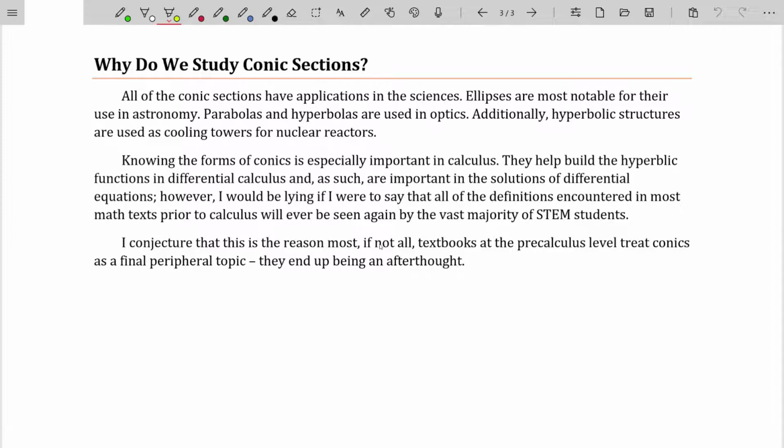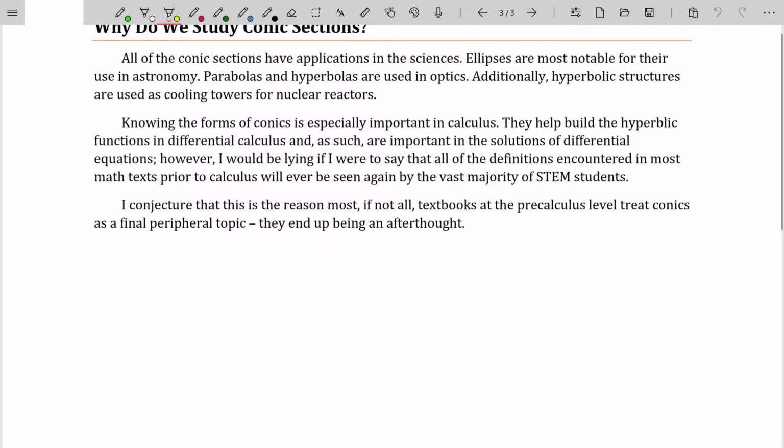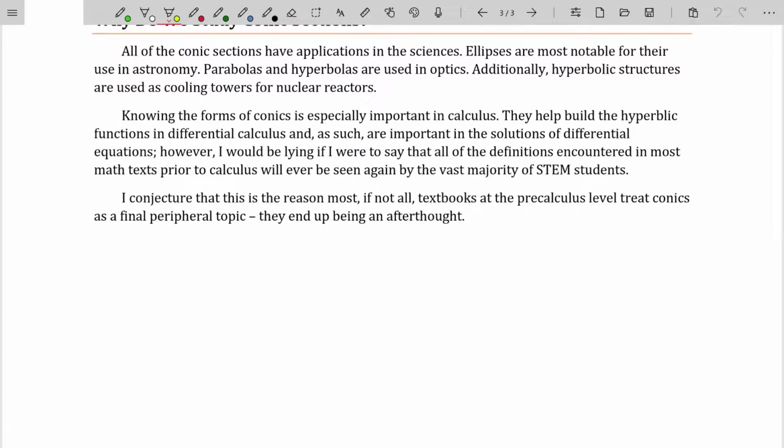Like, if they're always reserved for the back end of a textbook, and if they're always rushed at the end of a course, why is that the case? Well, I'm going to read this and then I'm going to explain a little bit. All the conic sections have applications in the sciences. Ellipses are most notable for their use in astronomy because of the path that planetoids or planets travel, or asteroids or anything like that. Or maybe I shouldn't say asteroids, but planets at least.